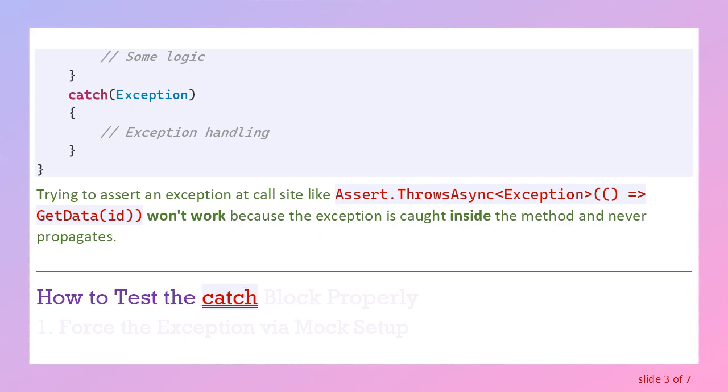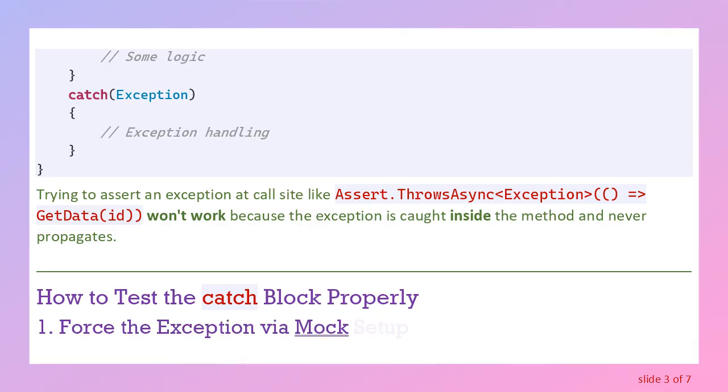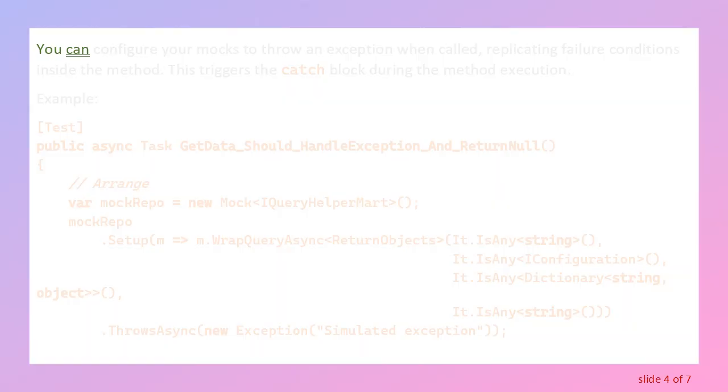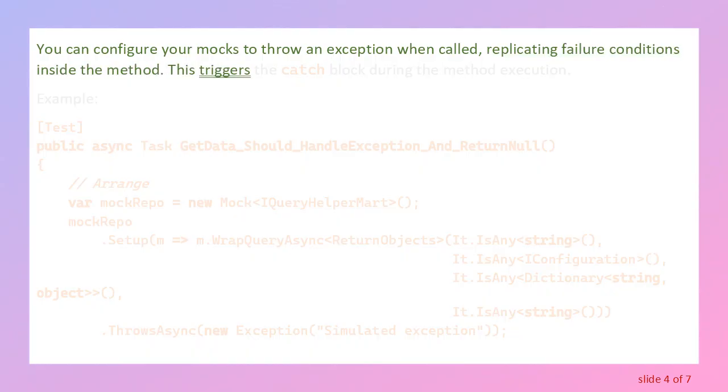How to test the catch block properly. 1. Force the exception via mock setup. You can configure your mocks to throw an exception when called, replicating failure conditions inside the method. This triggers the catch block during the method execution. Example.